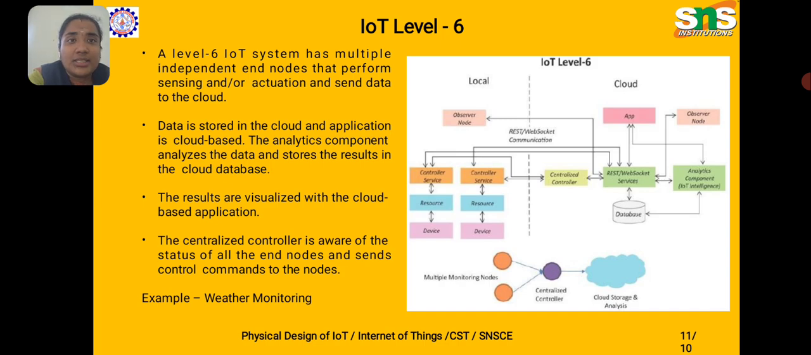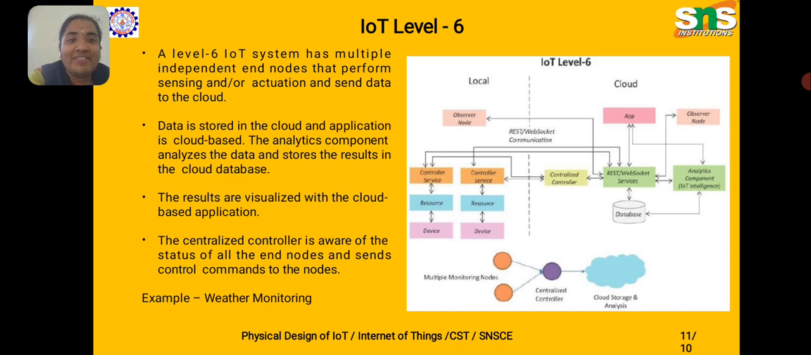In level 6, the IoT system has multiple independent endpoint nodes that perform sensing and actuation and send data to the cloud. Data is stored in the cloud, and it is used by the analytic components, which store the result in the cloud database. Visualizing the result through the cloud-based application is known as the result in level 6. The centralized controller is aware of the status of all the end nodes and sends control commands to the nodes.